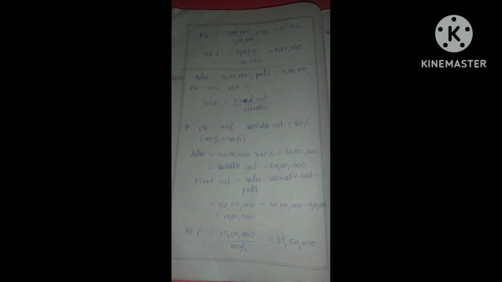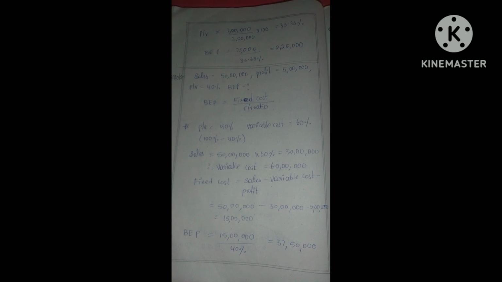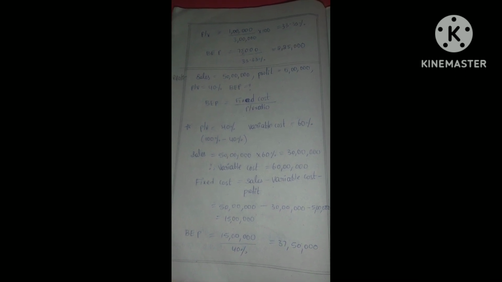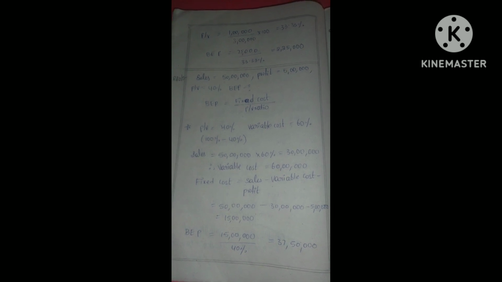So BEP is equal to fixed cost by PV ratio. So PV ratio is 40%. So we have to calculate variable cost. We don't know the variable cost, but here the total cost is 100%. So subtract P by V ratio from total cost. So 100% minus 40% is equal to 60%. So now we have to find out variable cost. Variable cost is equal to 50 lakhs into 60%. So we'll get 30 lakhs. So therefore variable cost is equal to 30 lakhs. By mistake I have written 60 lakhs, but it is 30 lakhs.